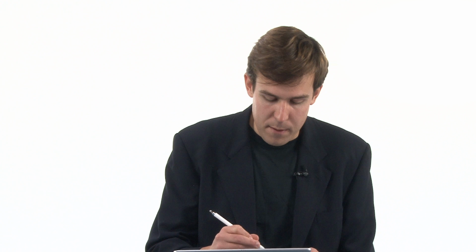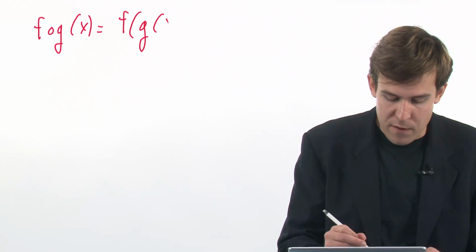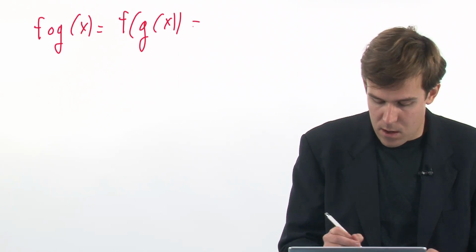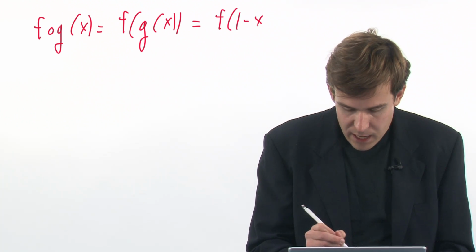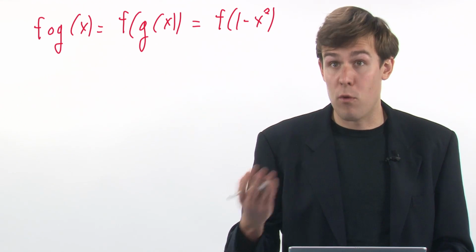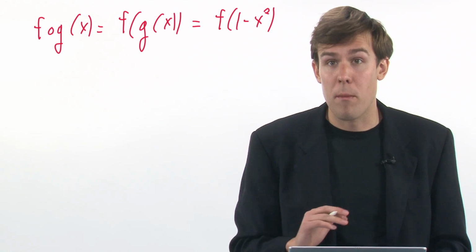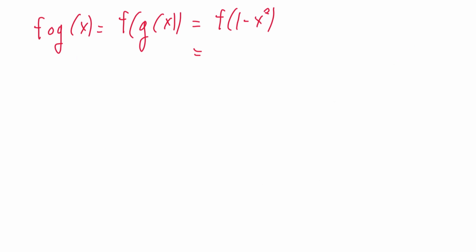Let's look now at the compositions. How about f composed with g of x? Well, we compute this by the formula as f of g of x. So this is equal to f of 1 minus x squared, because that was the rule for g of x. X goes to 1 minus x squared. Now the rule for f of x was x goes to x squared. So I take this and square it. And if you like, you can expand it out and get 1 minus 2x squared plus x to the 4th.